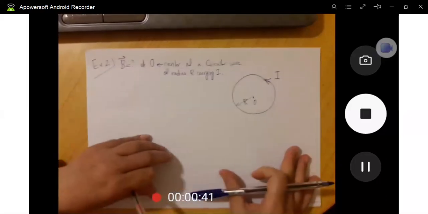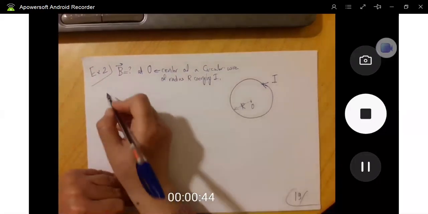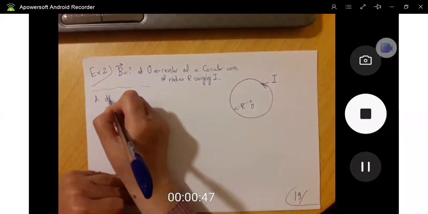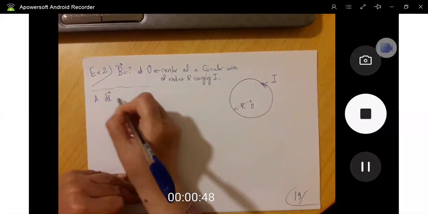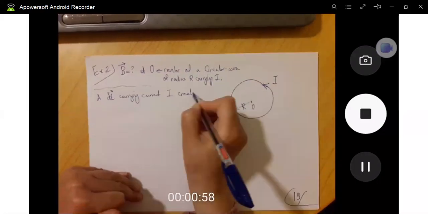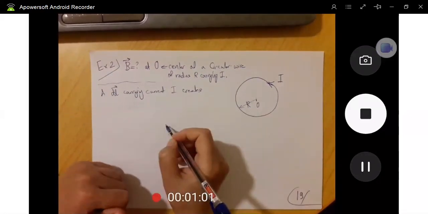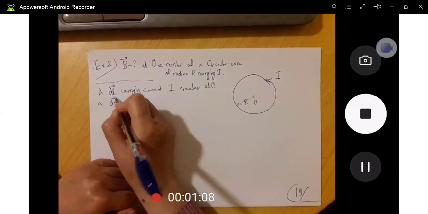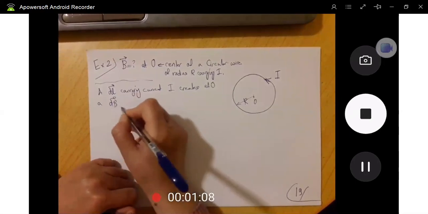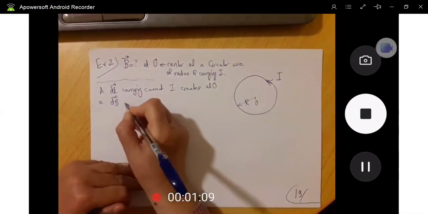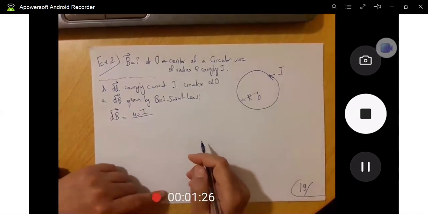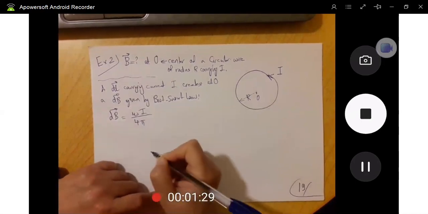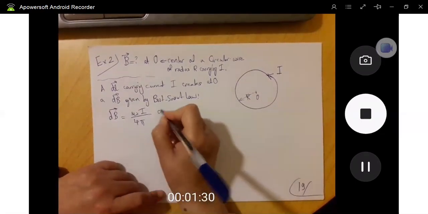So without any thinking about what's happening, we go directly to say a dl carrying current I creates at O a dB vector given by the Biot-Savart law as dB vector equals mu naught I over 4 pi, dl vector cross ur over r square.